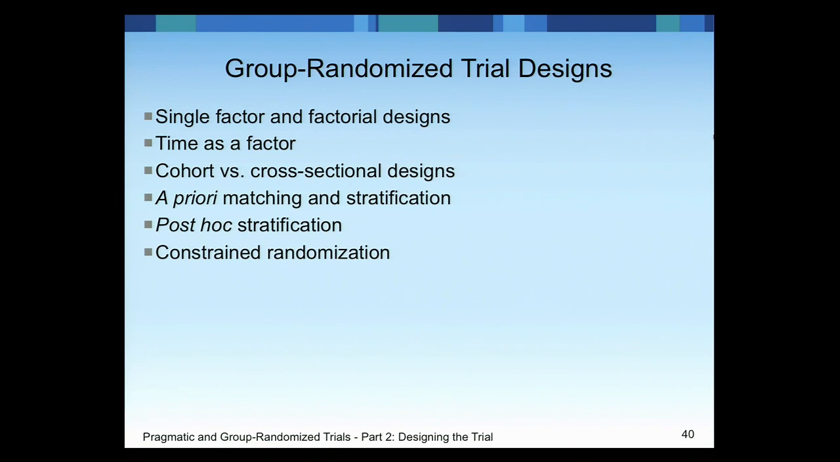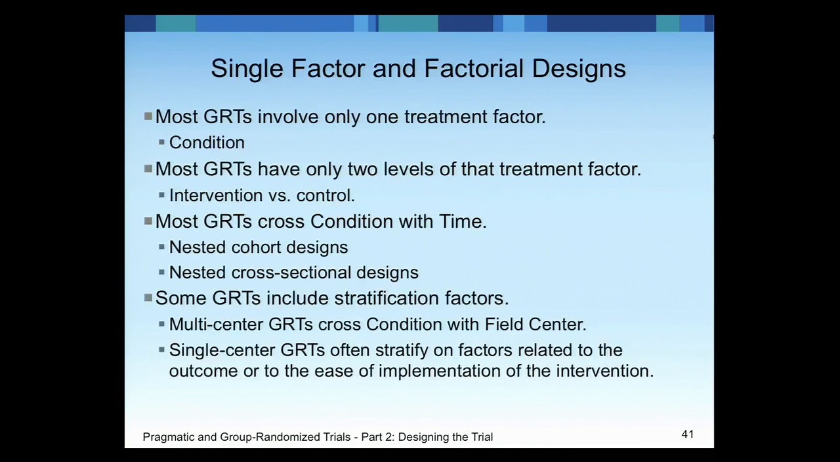I want to talk about different kinds of designs that are used in group randomized trials. And these are the topics that we're going to cover in the next series of slides. We'll start by talking about single factor and factorial designs. Most group randomized trials involve only one treatment factor. I refer to that as condition. Most have just 2 levels, intervention versus control or treatment versus control.